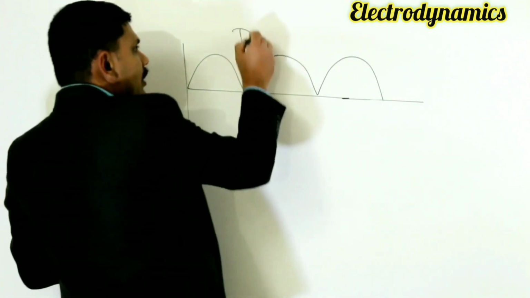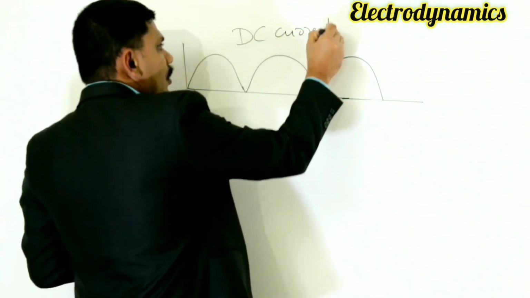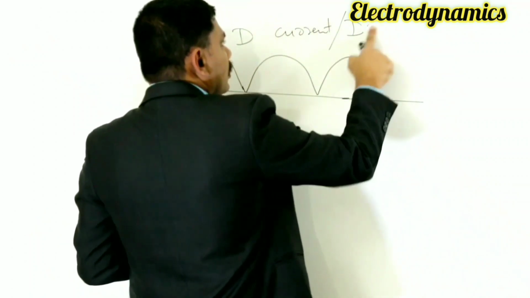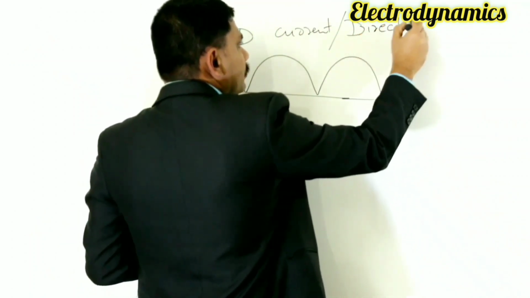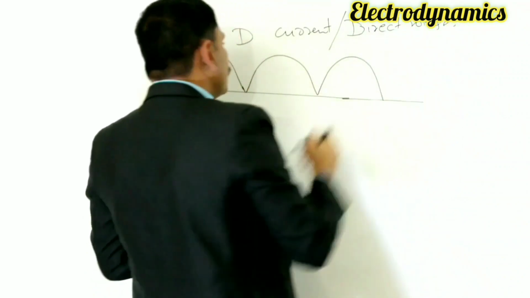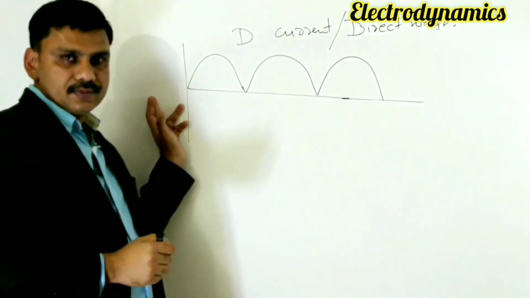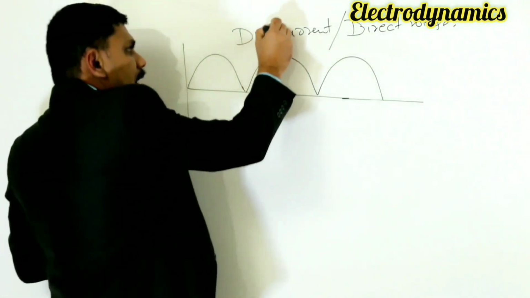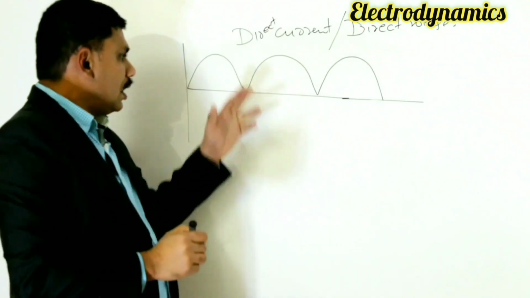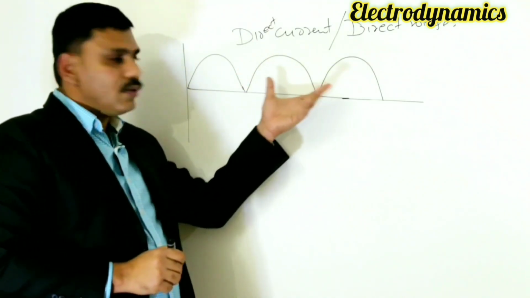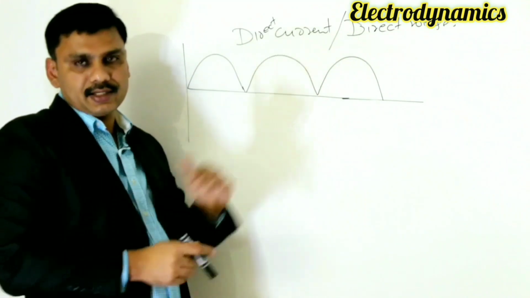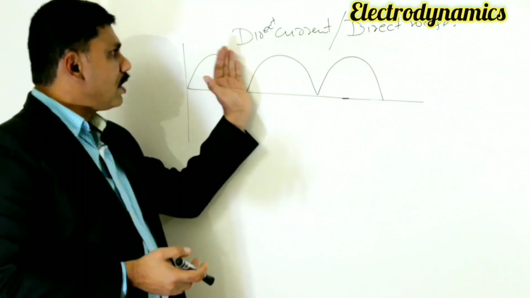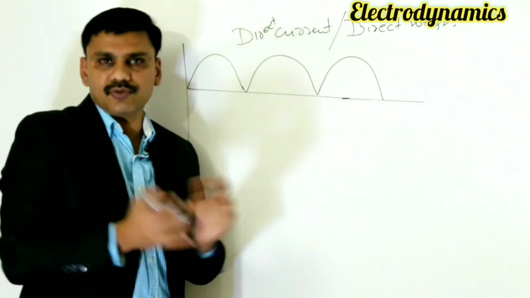So this is direct current, or you can represent direct voltage. Both are represented this way. This is a representation of direct current or direct voltage, and the wave will come on one side, that is the plus direction. There will not be any wave in the negative direction. So this represents direct current or direct voltage.